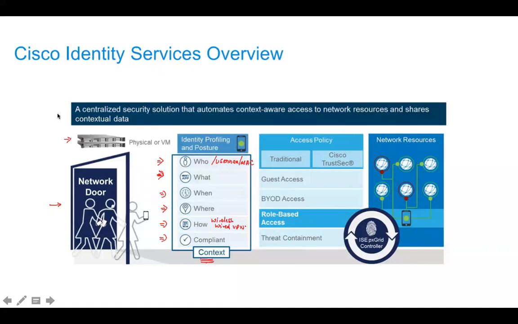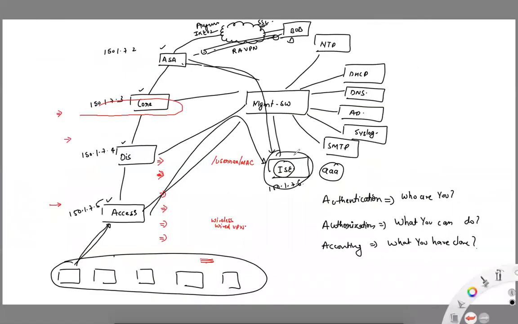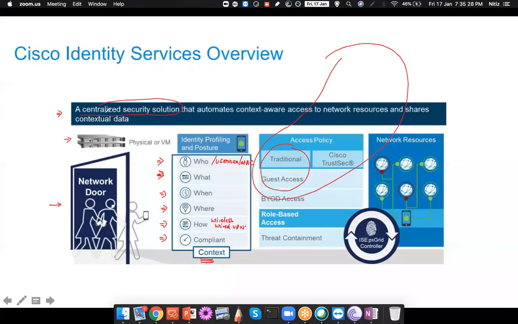So let me read out this definition one more time. ICE is a centralized security solution because it is centrally connected. You can see that with the management. These all are your centralized devices: DHCP, DNS, Active Directory, because they are going to connect with every device in your network. That's the reason ICE is a centralized security solution that automates context-aware access, that automatically fetches who, what, when, where, how, and builds what?